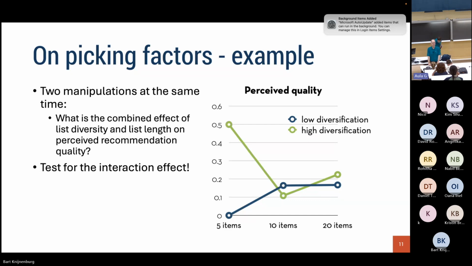Earlier I said that the answer to most questions is it depends. So you could ask a very simple question like, how does the number of items affect perceived quality? And it looks like there's a positive effect. But that positive effect only occurs under the condition of low diversification. Under high diversification, the effect goes in the opposite direction. So understanding that is really important.